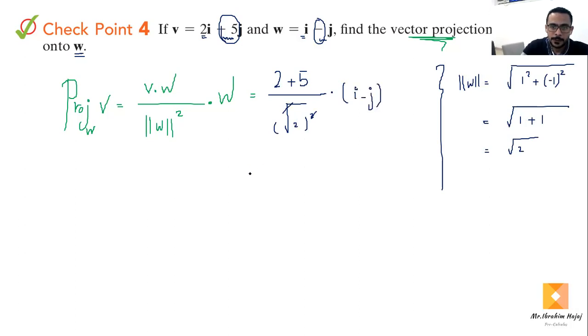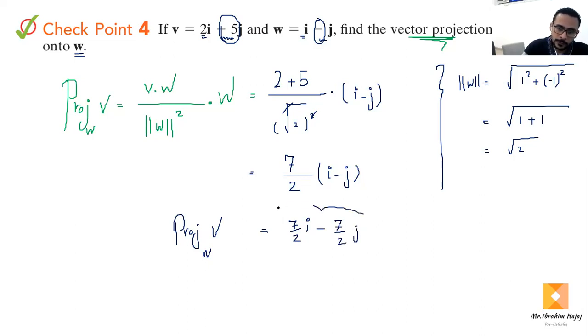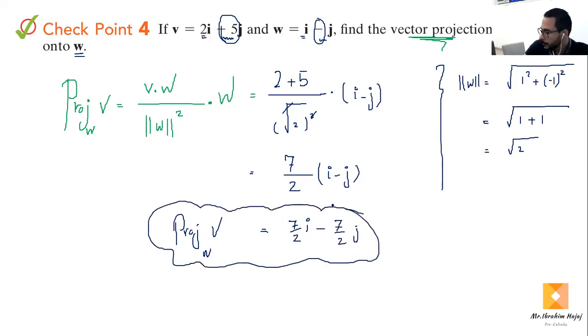Now it equals 7 over 2 times i minus j. By the distributive property, 7 over 2 i minus 7 over 2 j. Yes, 7 over 2 i, excellent, minus 7 over 2 j, thank you. Okay.